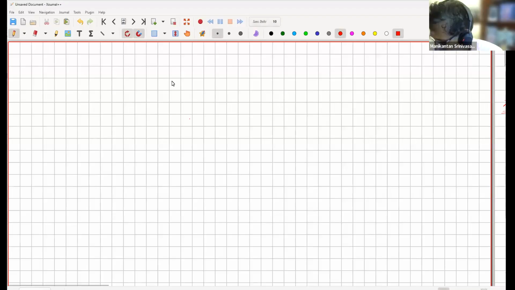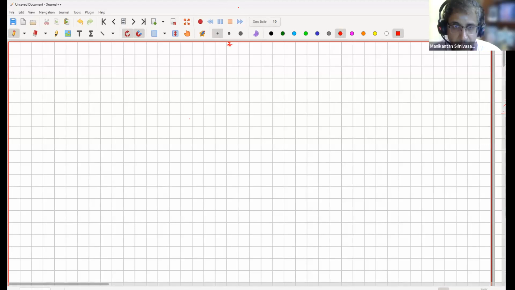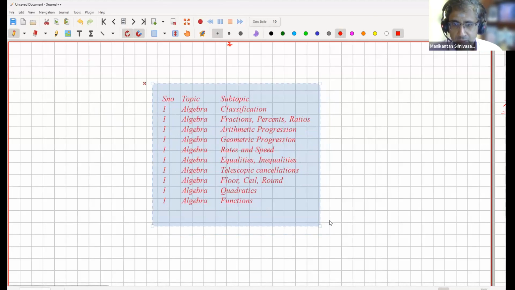You're able to see my screen share, right? Yeah. Shivank, yes? Okay, cool. Okay, so I'll just paste it here. Why is it coming this way? Fine.